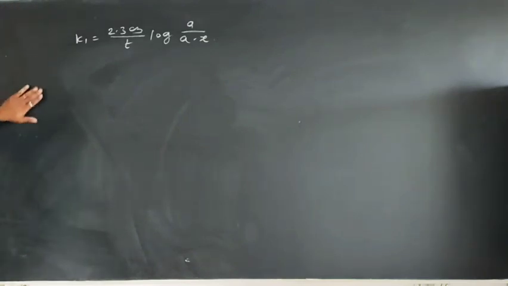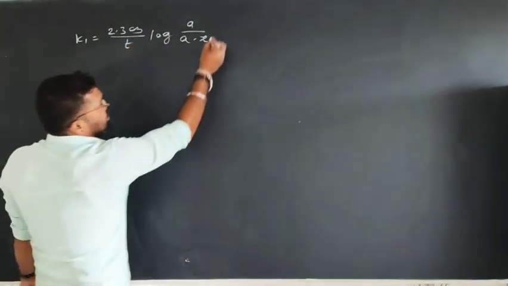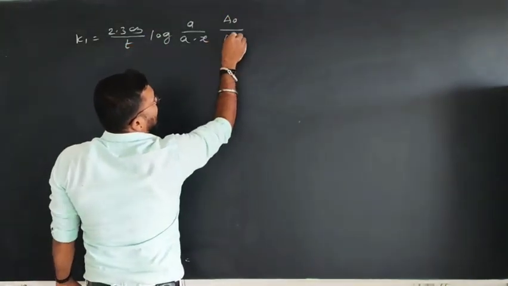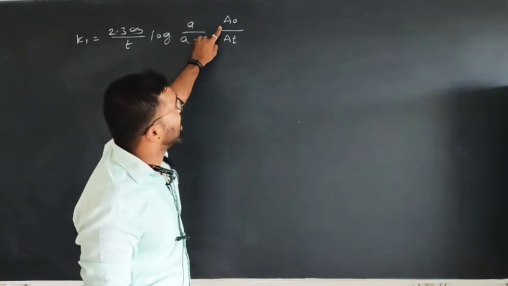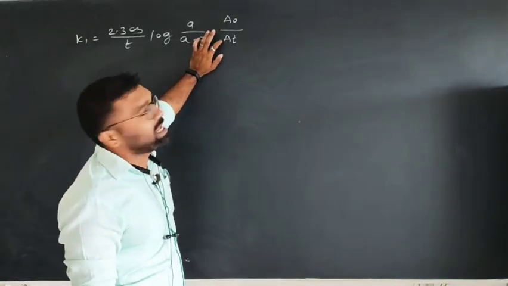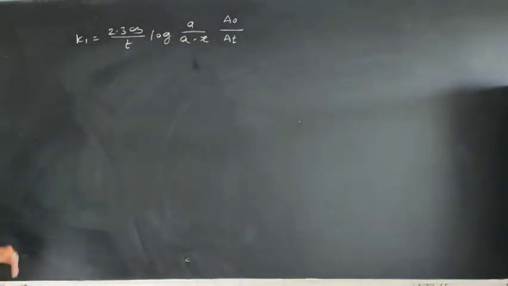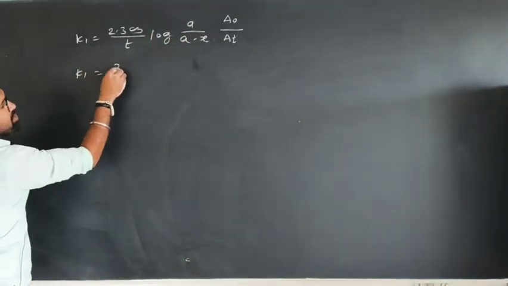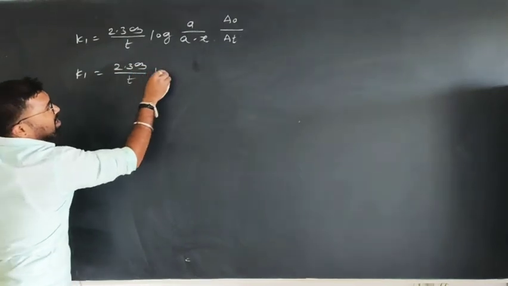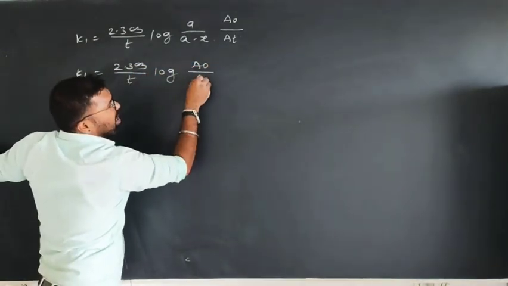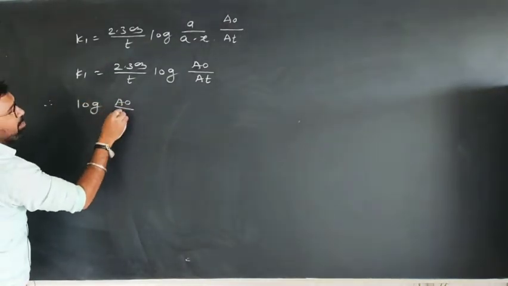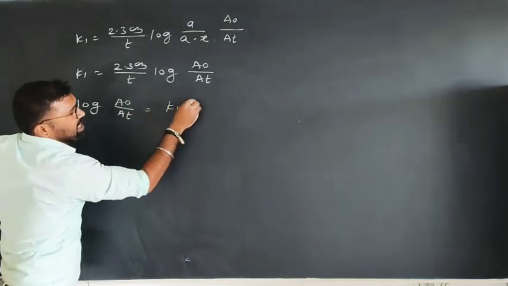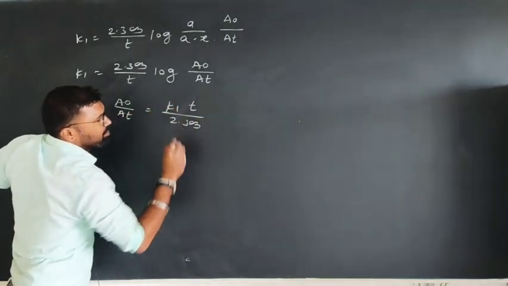Suppose instead of a, I write here A0, and instead of a minus x, I write here At. No problem, because in some references A0 and At notations are given, where A0 is the initial concentration of reactant and At is the concentration of reactant at time t. Then K1 is equal to 2.303 upon t log10 of A0 upon At. Suppose I write log10 of A0 upon At is equal to K1 into t upon 2.303.